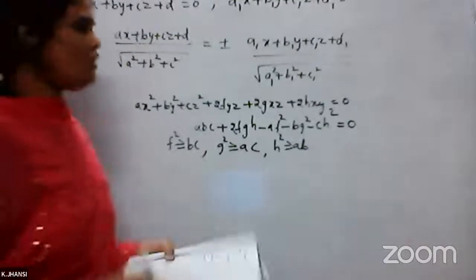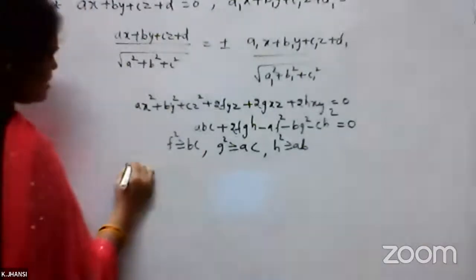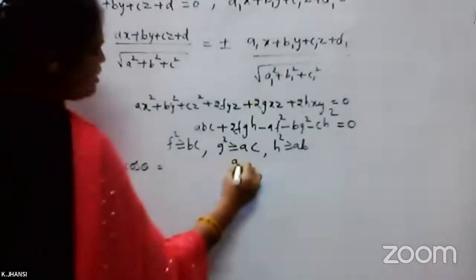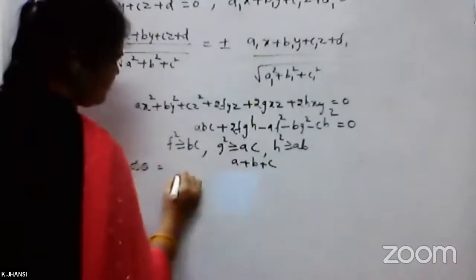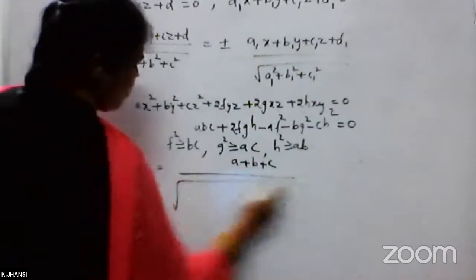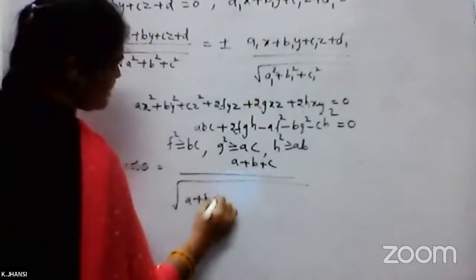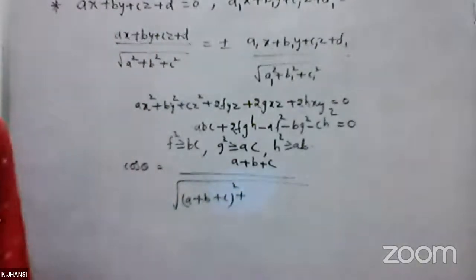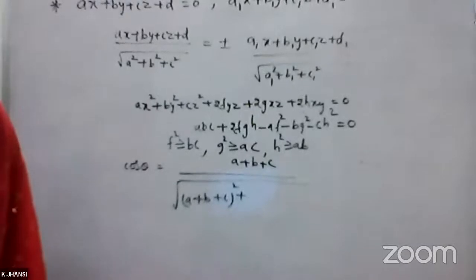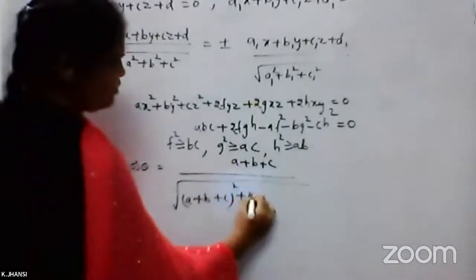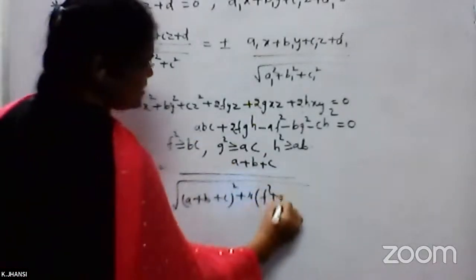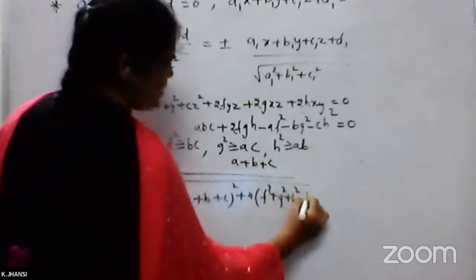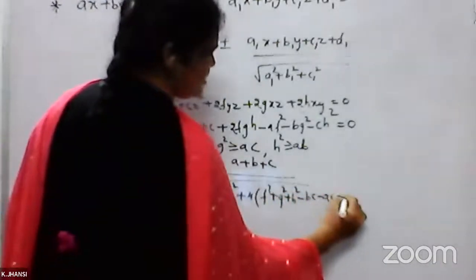For this you have the formula: cos theta equals a plus b plus c divided by the square root of a plus b plus c whole square plus 4 into f square plus g square plus h square minus bc minus ac minus ab, which gives the angle between them.